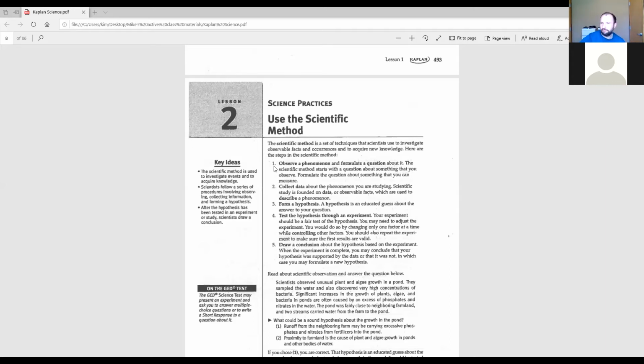So, according to the GED book, right, the steps are: 1, observe a phenomenon and formulate a question. The scientific method starts with a question about something that you can observe. Formulate the question about something that you can measure. I'll explain all this after. 2, collect data. Collect data about the phenomenon you are studying. Scientific study is founded on data or observable facts which are used to describe a phenomenon. 3, form a hypothesis. Hypothesis is an educated guess about the answer to the question. 4, test the hypothesis through experiment. 5, draw a conclusion. Right, so that's kind of the scientific method broken down in pretty basic terms.